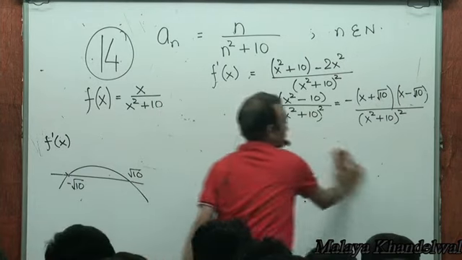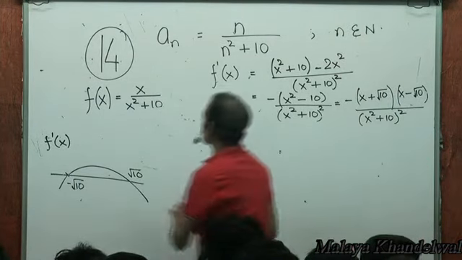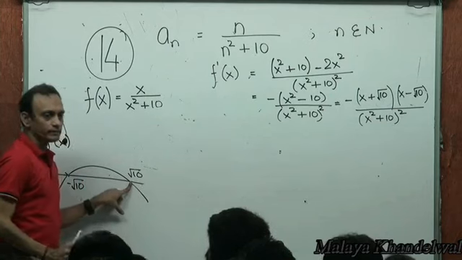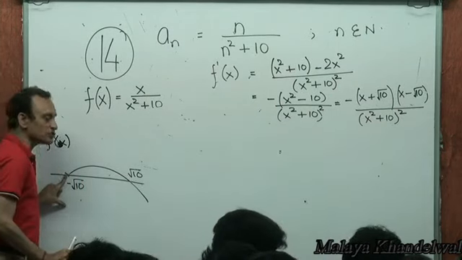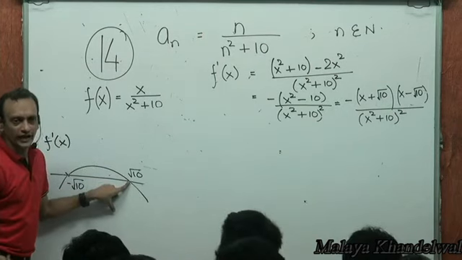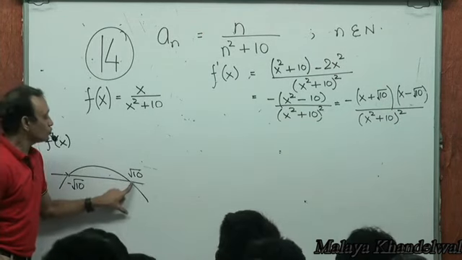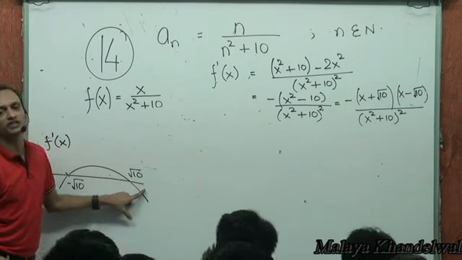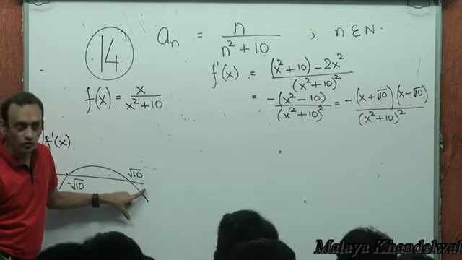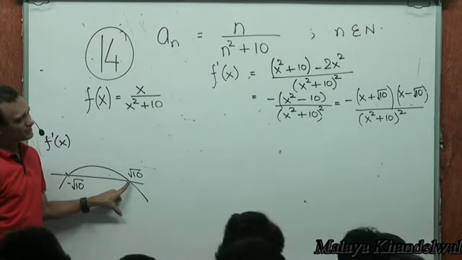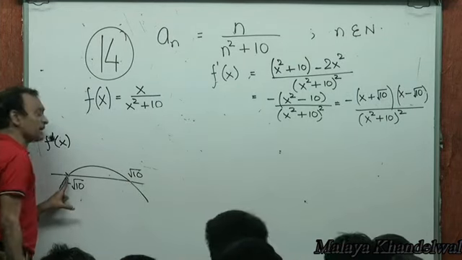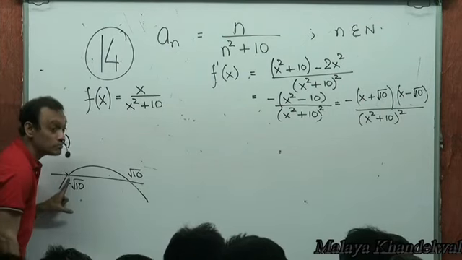Now, do you see that f dashed x is becoming 0 at x equal to root 10? To the left of root 10, f dashed x is positive. To the immediate right of root 10, f dashed x is negative. Yes or no? That means x equal to root 10 must be a local maximum. Right? Similarly, x equal to minus root 10 must be a local minimum.